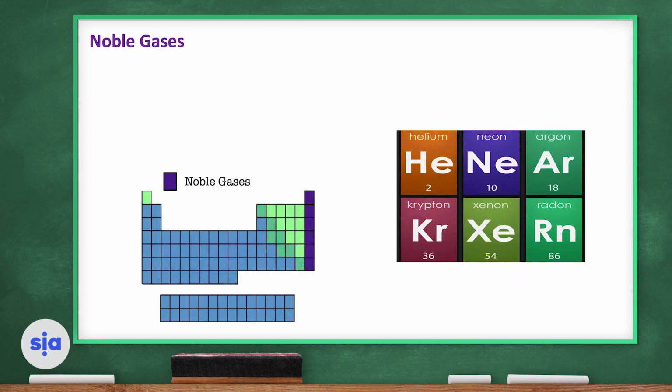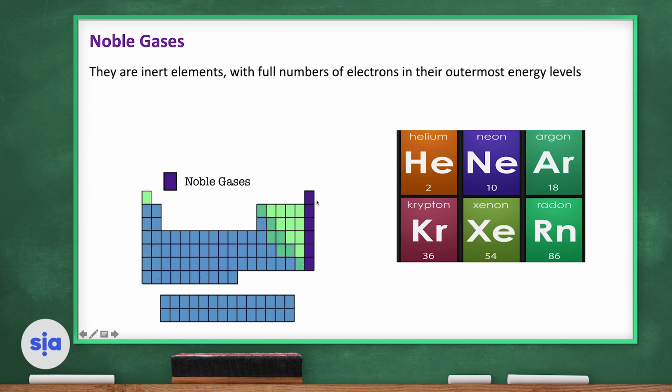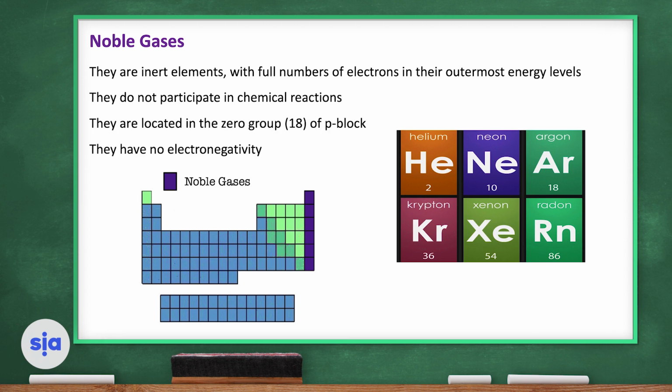Now, noble gases. And as we agreed before, noble gases are present in the last column in the periodic table. They are inert elements. They do not participate in chemical reactions, with a full number of electrons in their outermost energy levels. These are some examples of noble gases: helium, neon, argon, krypton, xenon, and radon. We call this group the zero group, or group number 18 of P block. They have no electronegativity.